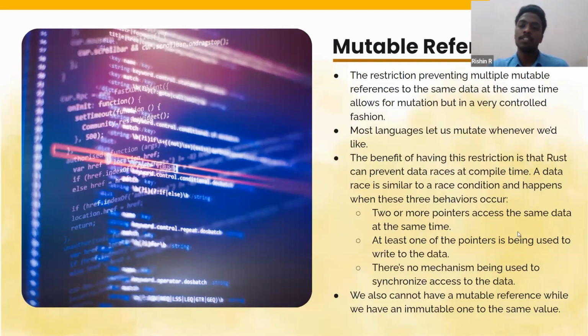So the benefit of having this restriction is Rust can prevent data races at compile time. A data race is similar to the race condition, and happens when two or more pointers try to access the same data at the same time, and at least one of the pointers is being used to write the data. So these are some things that you can consider. We also cannot have a mutable reference while we have an immutable one to the same value.